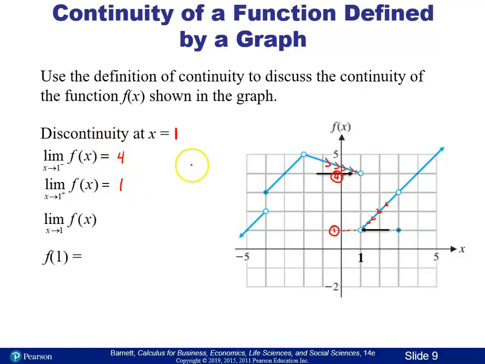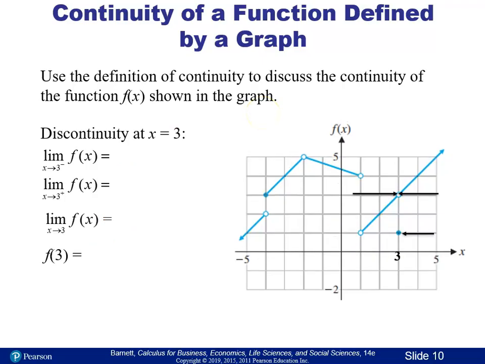Well, if these don't equal each other, then this is going to have to be a does not exist. And then if I look down here at f of 1, well, I have an open circle here. I have another open circle here. So this one is not defined. And I certainly can't say these are equal to each other if they're both not defined. So not only do I not have a limit, but I also don't have a function value.